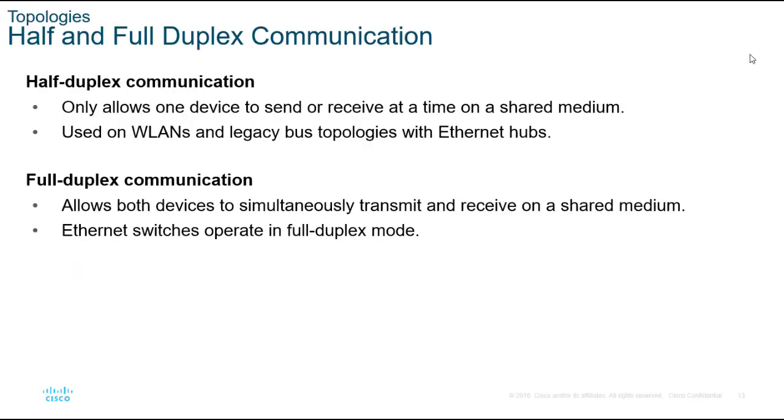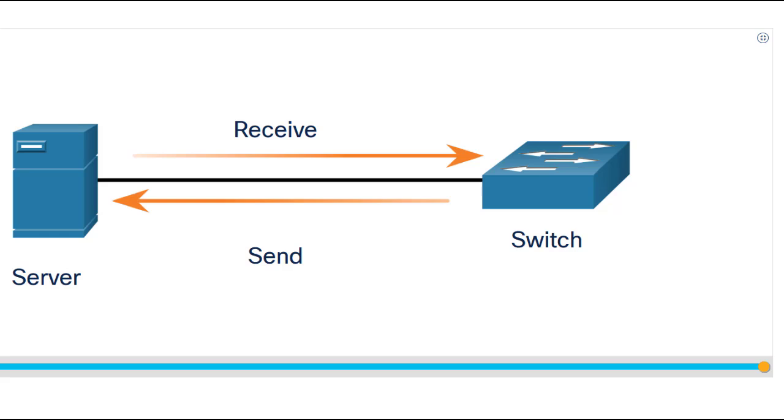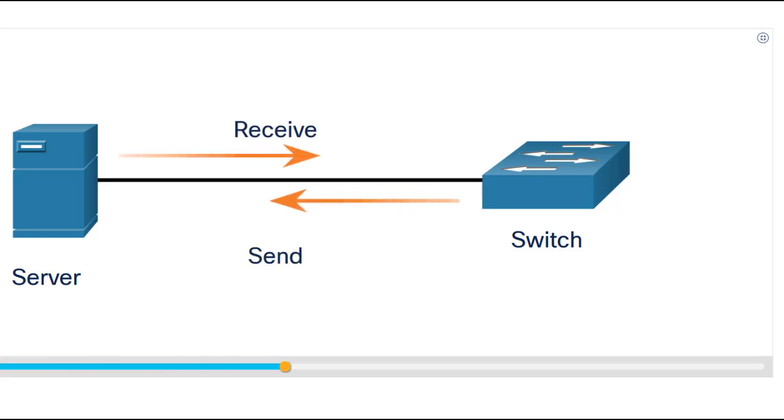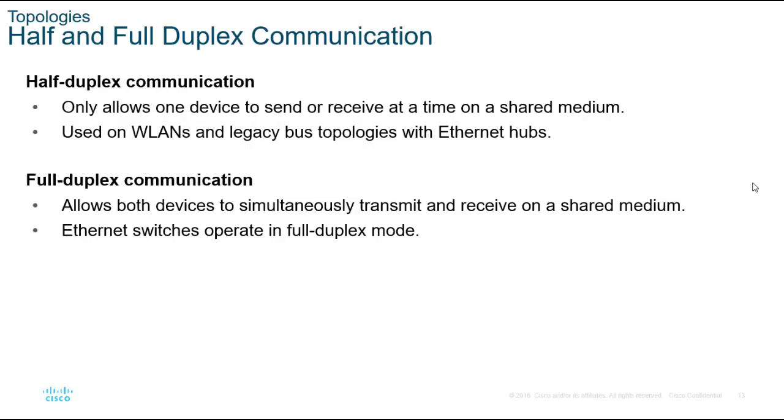Full duplex, on the other hand, means that both devices can transmit and receive at the same time on the shared media. This is demonstrated here. The Ethernet legacy hub has been replaced with an Ethernet switch, and both devices can send and receive at the same time in full duplex. By default, Ethernet switches operate in full duplex mode, but they can be configured to operate in half duplex if connecting to a legacy device such as an Ethernet hub. When configuring duplex, a host NIC and its connecting interface on an Ethernet switch must operate using the same duplex mode, or else there will be a duplex mismatch resulting in connection problems.